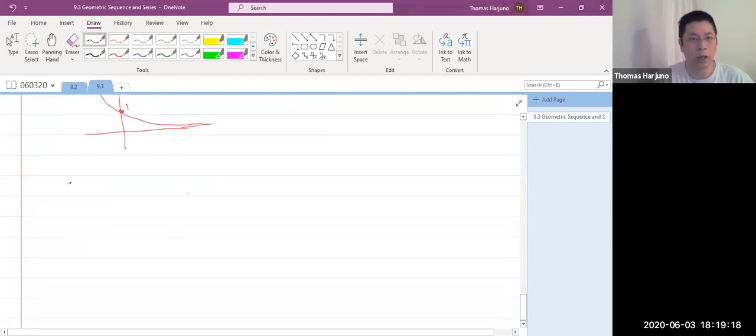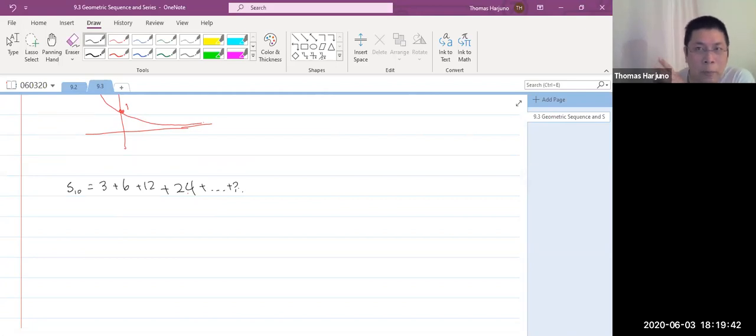Suppose for our S10, for this 3 plus 6 plus 12 plus 24 and on, up to the 10th term. I don't know what the 10th term is. Okay, now let me show you how it works. Try to apply this when you watch my lecture video at West LA College. Try to imagine this example here and apply that to the technical proof.